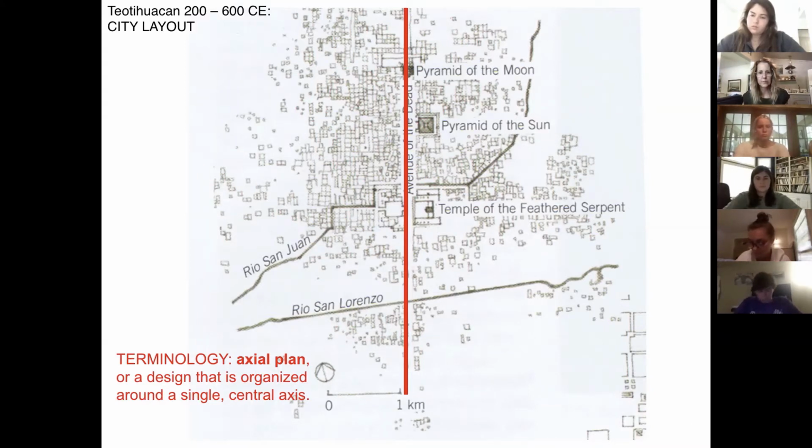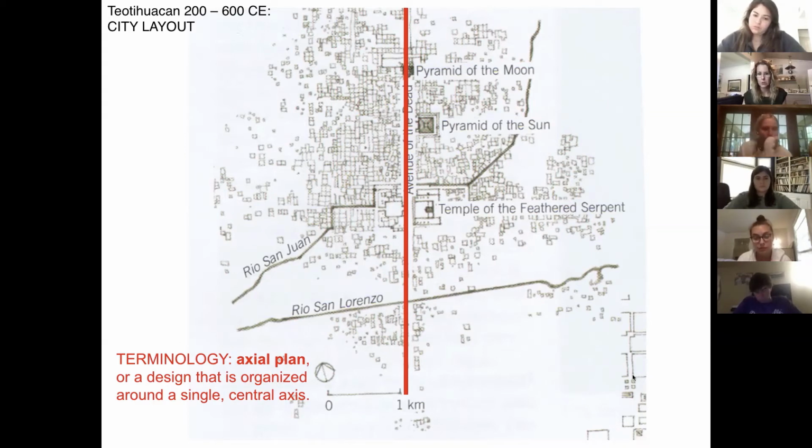Okay. Do axial plans have to line up north, south, east, west, or could they be in any orientation? They can be in any orientation. Generally, a lot of axial plans will follow the movement of the sun as it rises and sets. That's the most common way that they appear, but not always.